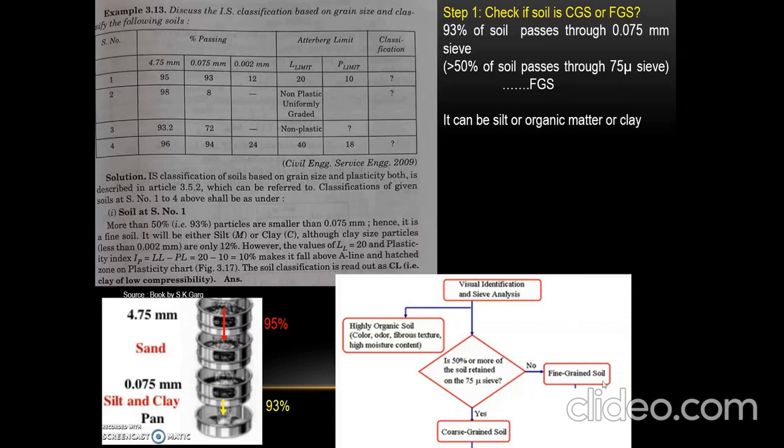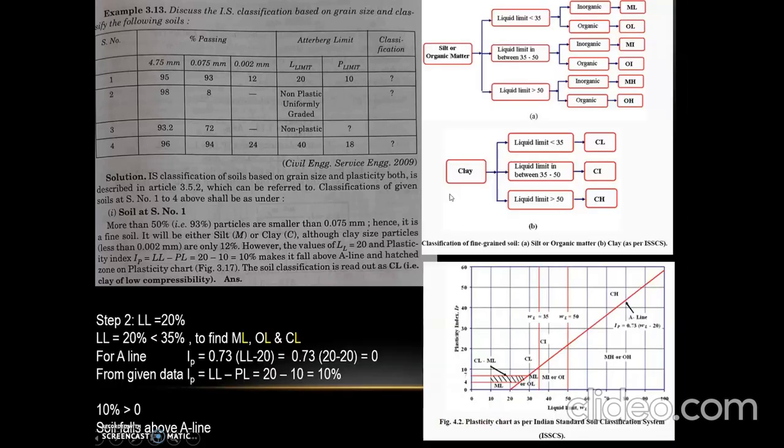Once we know that the soil is fine grained, we need to check whether it is silt, whether it is organic matter or whether it is clay. Before that, we will have to check the second letter of the soil, whether it will be L, I or H. That means whether the soil will have low compressibility, intermediate compressibility or high compressibility.